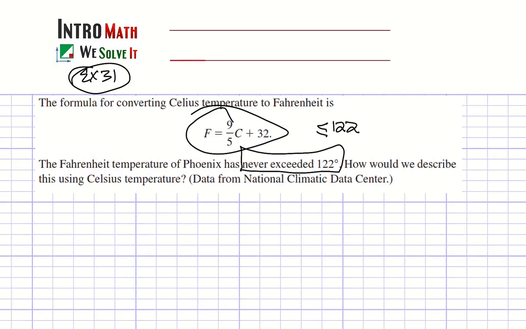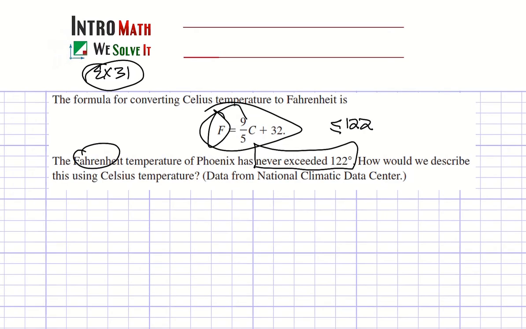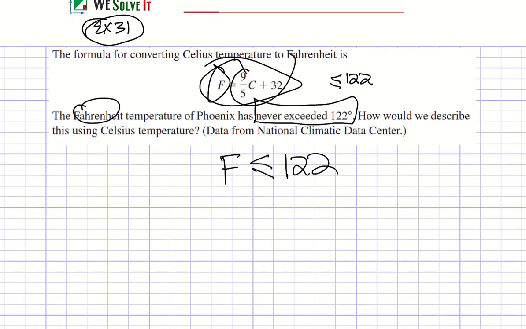So once you understand that, you gotta be really careful, make sure you understand it. And then what is the Fahrenheit temperature? It says Fahrenheit, that's Fahrenheit right there. So what they're saying is F is always 122 or less. And you're given that C equals 5/9 (F minus 32), or F equals 9/5 C plus 32. You see, never less or more.